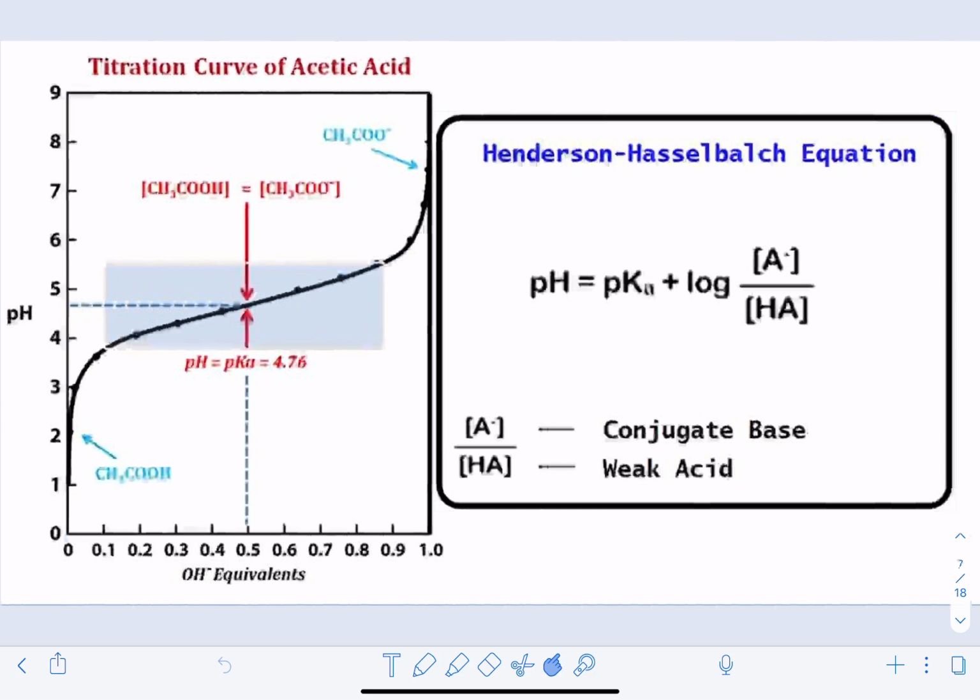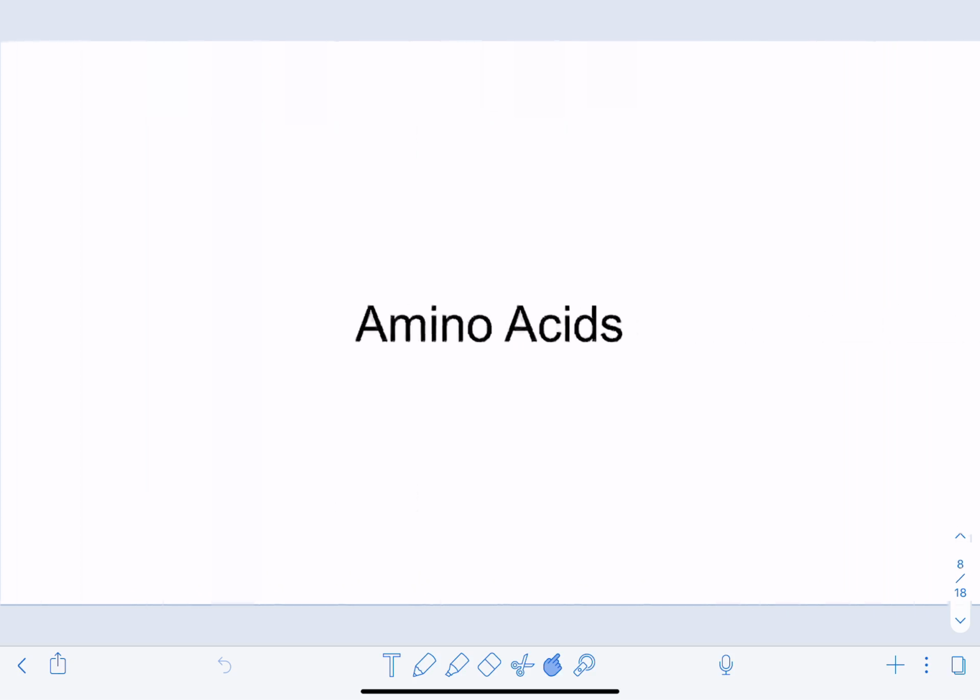Okay, so now let's move on to amino acids. Now, I hope by now everyone knows that all proteins are just polypeptide chains which are made up of amino acids. And the properties of these amino acids control the overall structure and function of the protein.